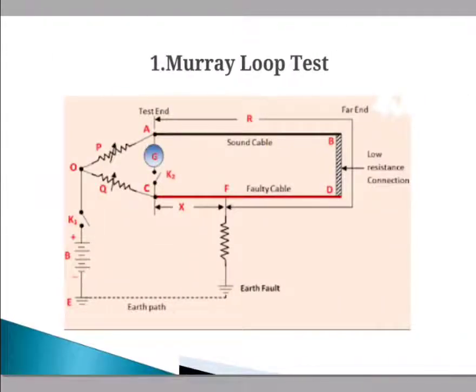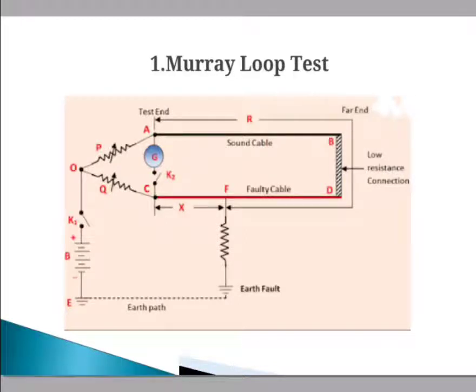The first one is the Murray loop test. The Murray loop test is performed for finding out the exact position of the fault in the cable to be repaired without digging the whole route trench. It is based upon the principle of Wheatstone's bridge, and a bridge meter is used for this purpose.